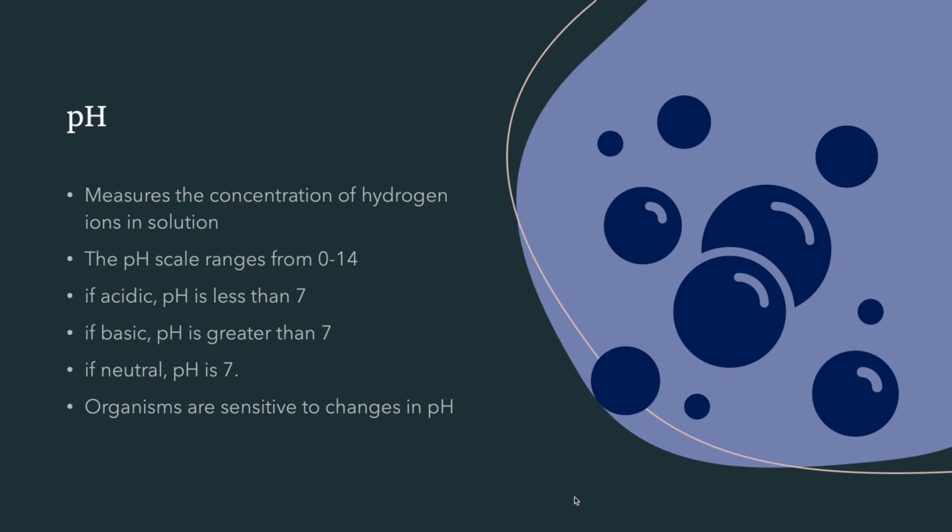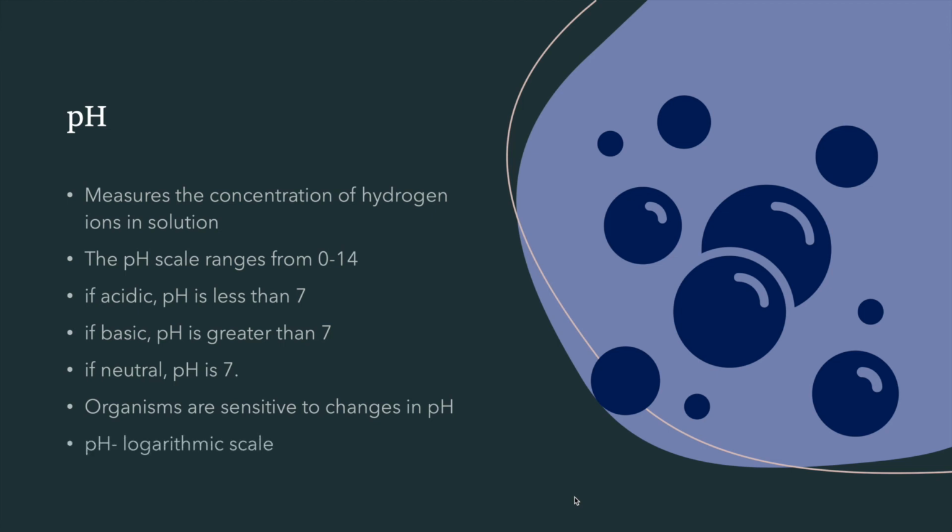Organisms are sensitive to changes in pH. Most organisms have a range of pH between 6 and 8. The pH of our blood is 7.4. An exception is our body's gastric juice in the stomach, which has a pH of 1.5.